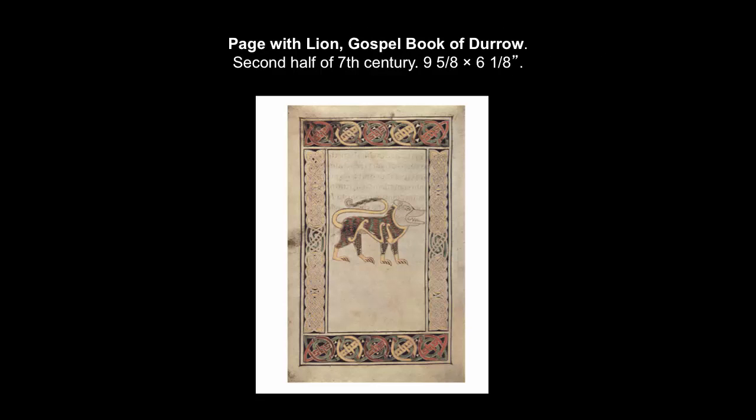This is another example, also from the Book of Durrow. And in this case, we're looking at the Lion of St. John. Very early on, this was the symbol of St. John. It would later change to an eagle.